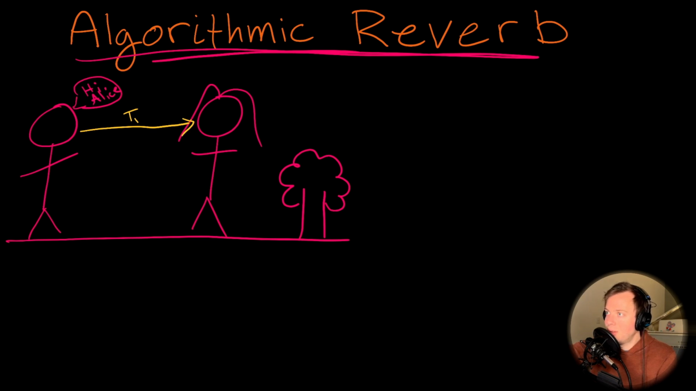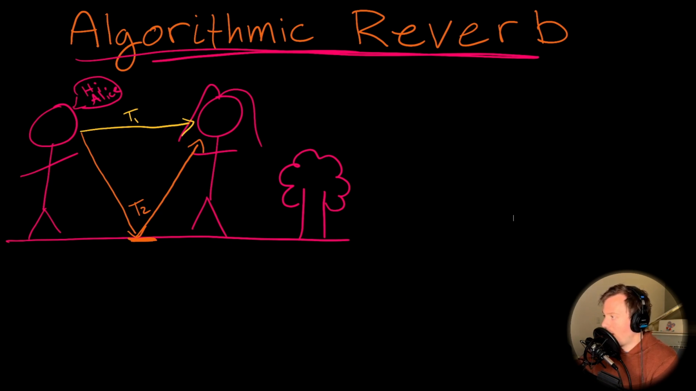But sound doesn't travel in a direct path like a laser beam, right? It's going to spread out. So another path is going to go downwards, and it's going to reflect off the ground, and it's going to go back to Alice. We can say that this takes T2 seconds to get there. So that's about as basic a description of acoustics as we can get.